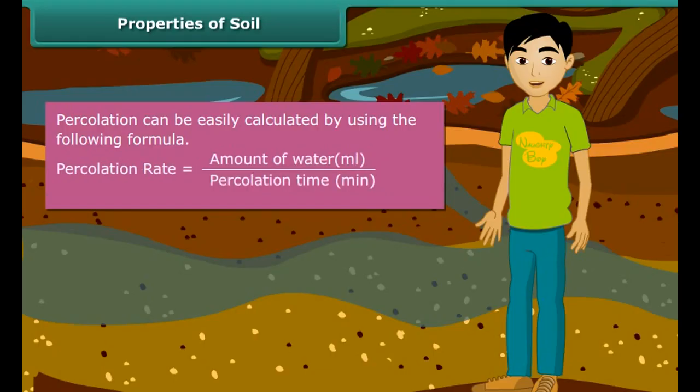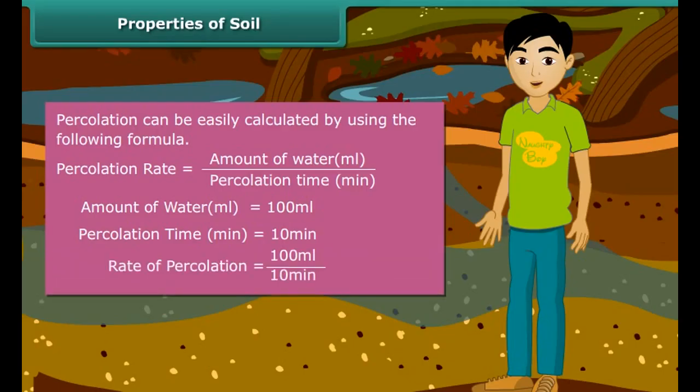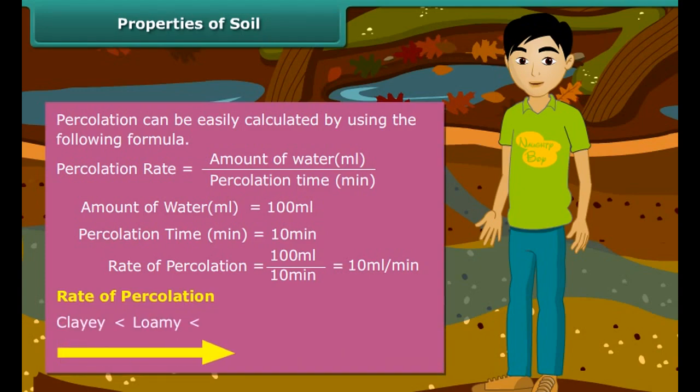Suppose that for a certain soil sample, it took 10 minutes for 100 milliliter to percolate. Then, rate of percolation will be equal to 10 ml per minute. Rate of percolation is different for different soils. Sandy soil can absorb more water than clay and loamy soil.